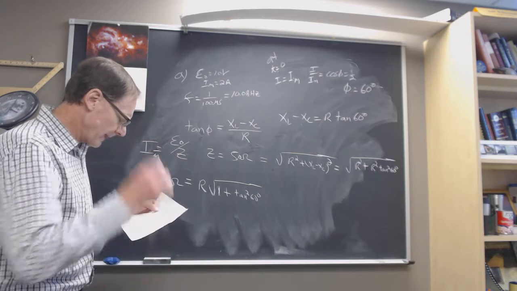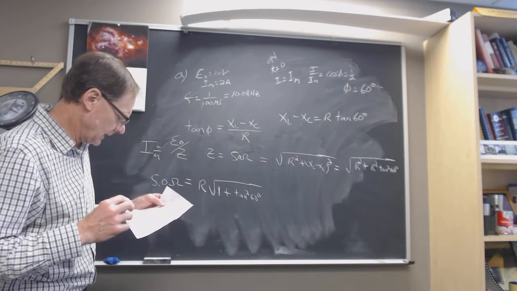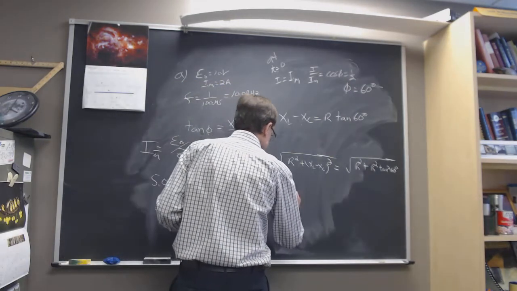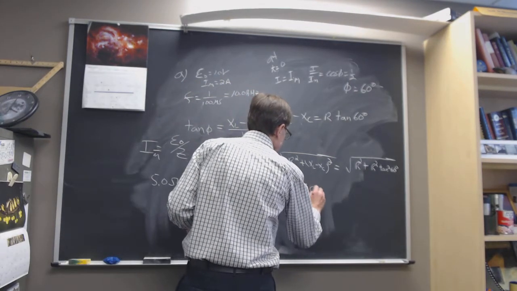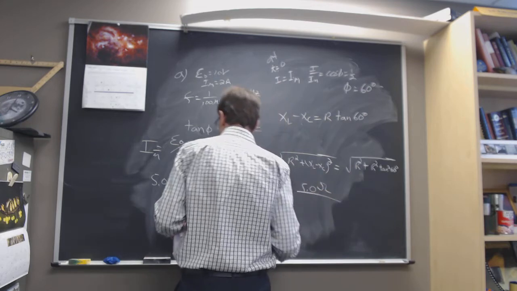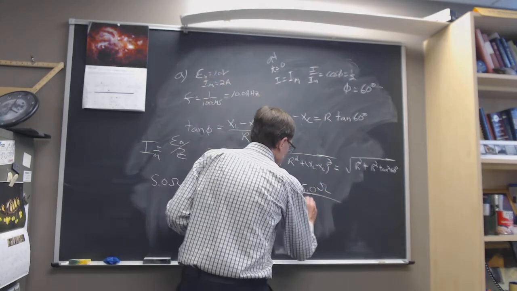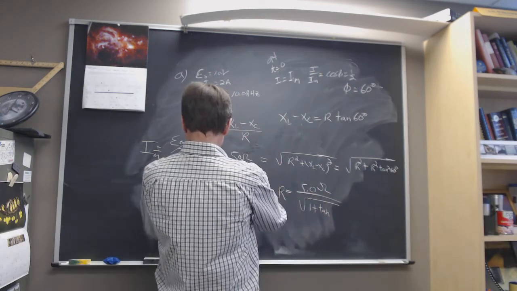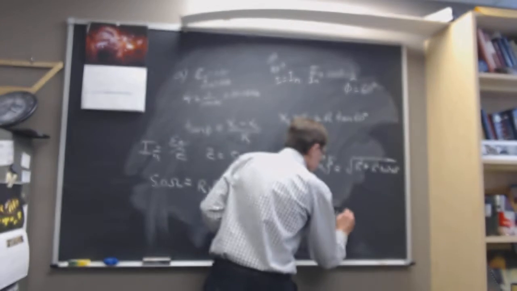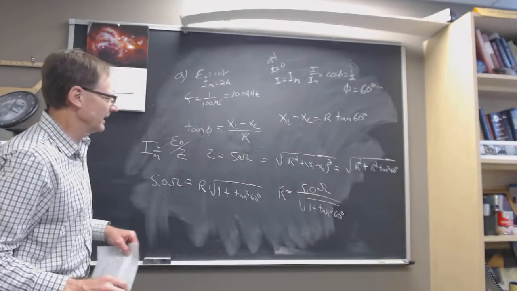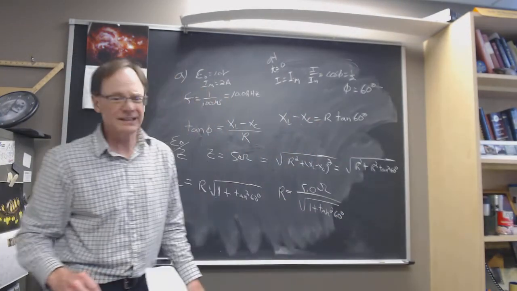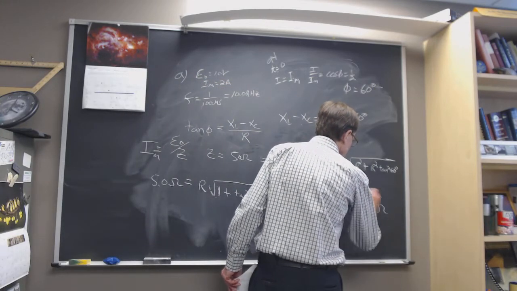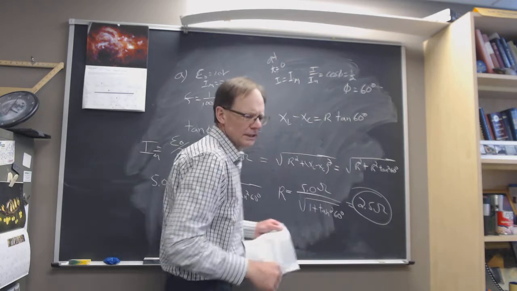So far, so good. So then we can just solve this for R, and that's 5.0 ohms divided by the square root of 1 plus tan squared 60 degrees. Sure I got that right, tan squared 60 degrees. And that turns out to be 2 when I stick it into the calculator, and I get R is equal to 2.5 ohms. So that's what I got when I worked through it.